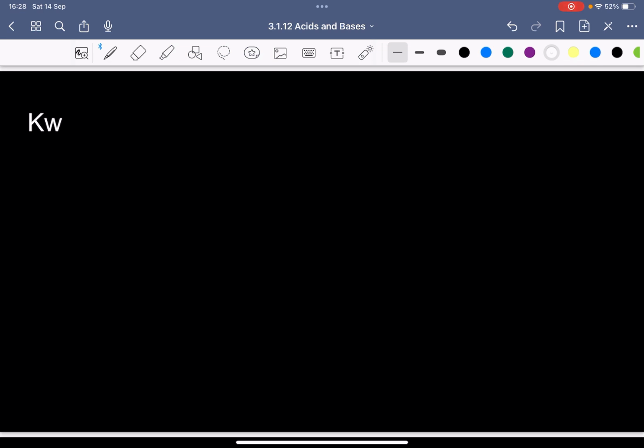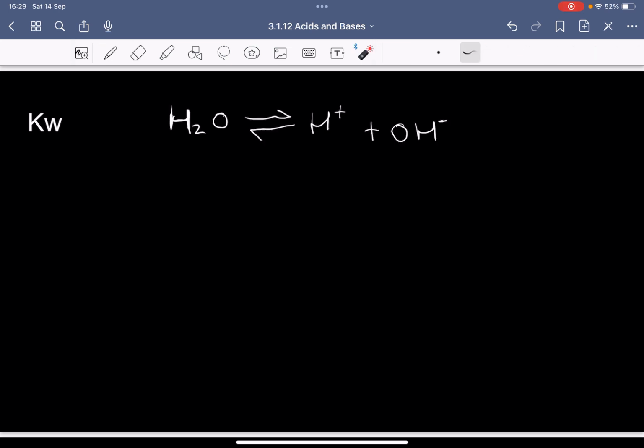Now, you might remember from AS, Kc. Now, Kw is based on the Kc of water dissociation. So I'm going to write down the equation of water dissociation, which looks like this. Now, this equilibrium lies mostly to the left.